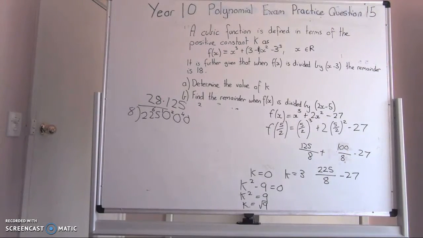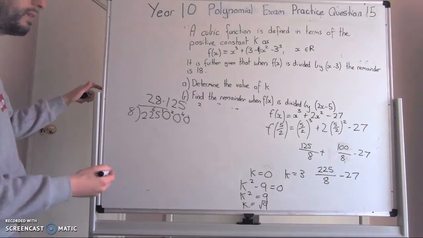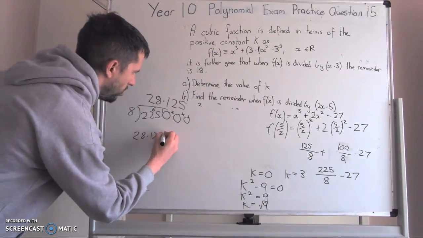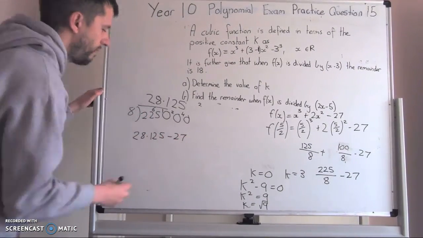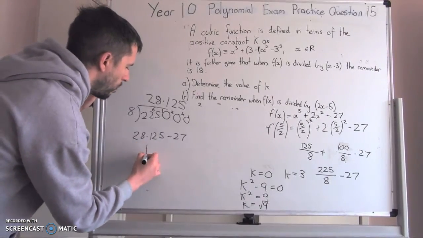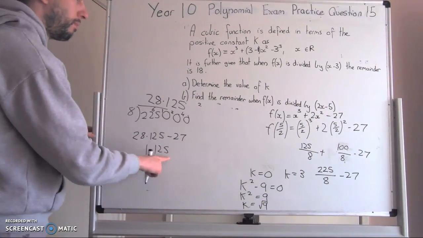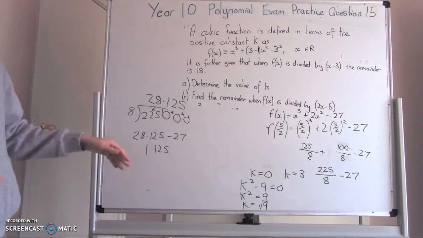Now, based from this, we need to take away 27. So if I go 28.125, take away 27, I am ending up with 1.125. So that is what my remainder will be.